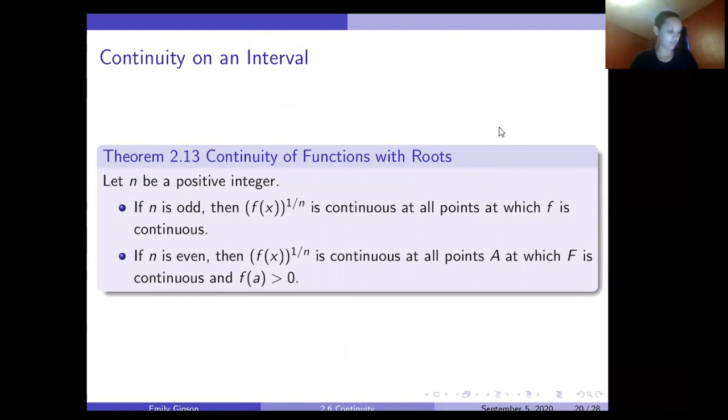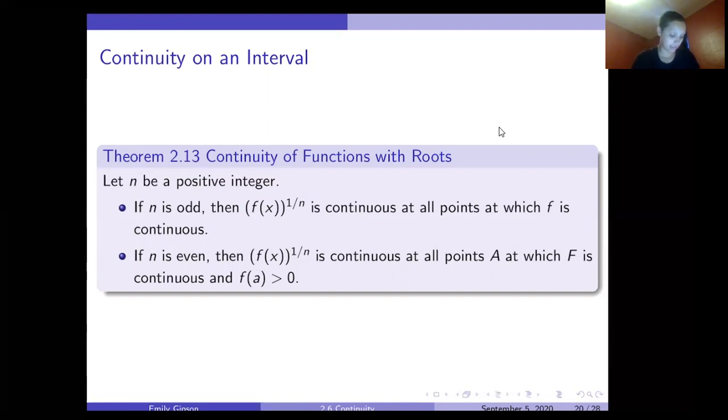So theorem 2.13, continuity of functions with roots. Let n be a positive integer. If n is odd, then f of x to the power 1 over n is continuous at all points at which f is continuous. If n is even, then f of x to the power 1 over n is continuous at all points a at which f is continuous, and f of a is greater than 0.